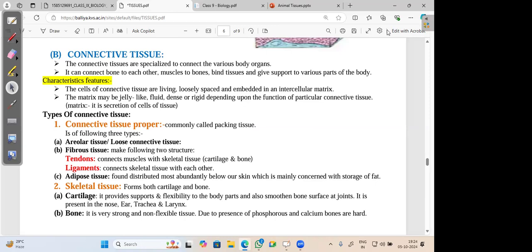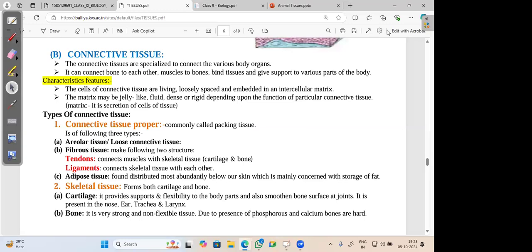The connective tissue, commonly called the packing tissue, has a common structure that we see: the cells of connective tissue are living. If you think that your bone is a dead cell, your bone is not a dead cell. Your bone is made up of living tissue.